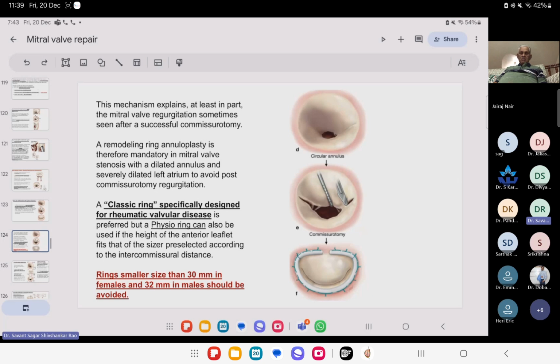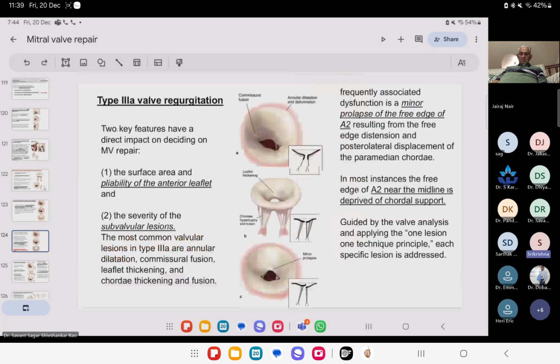The preferred physio ring is used. A ring smaller than size 30 in females and 32 in males should be avoided. So in type 3A valve regurgitation, the A2 free margin has to be secured with a neochord.